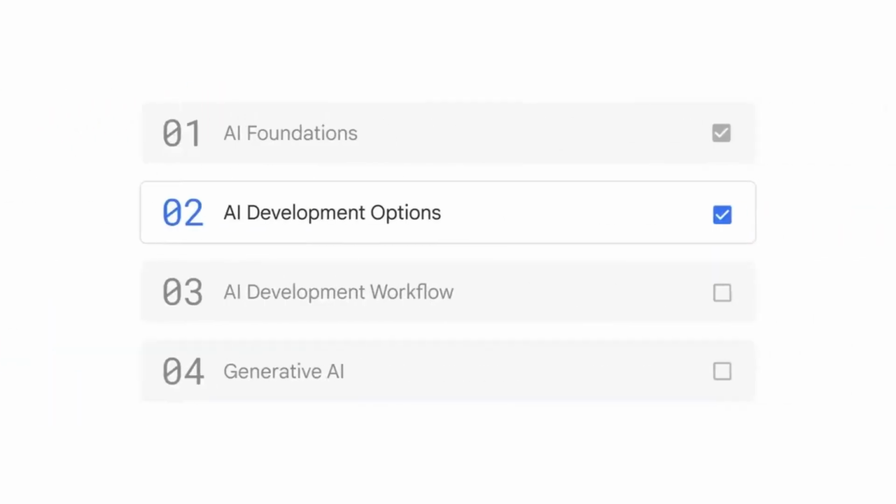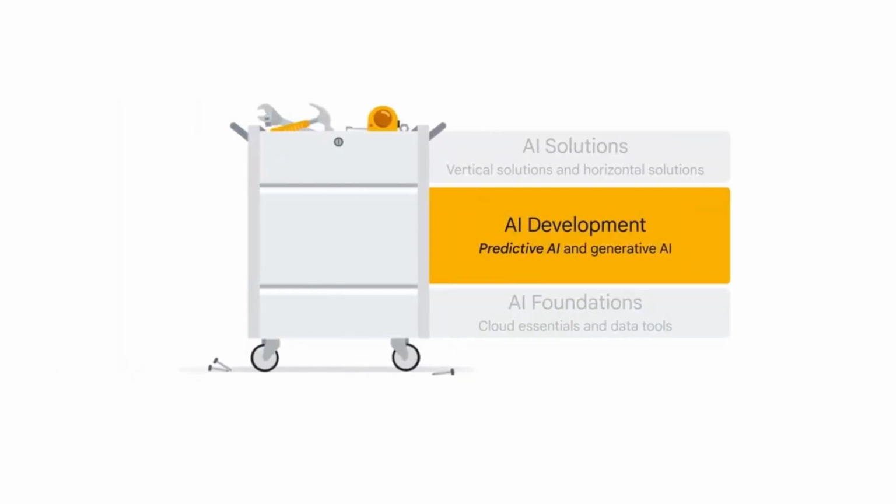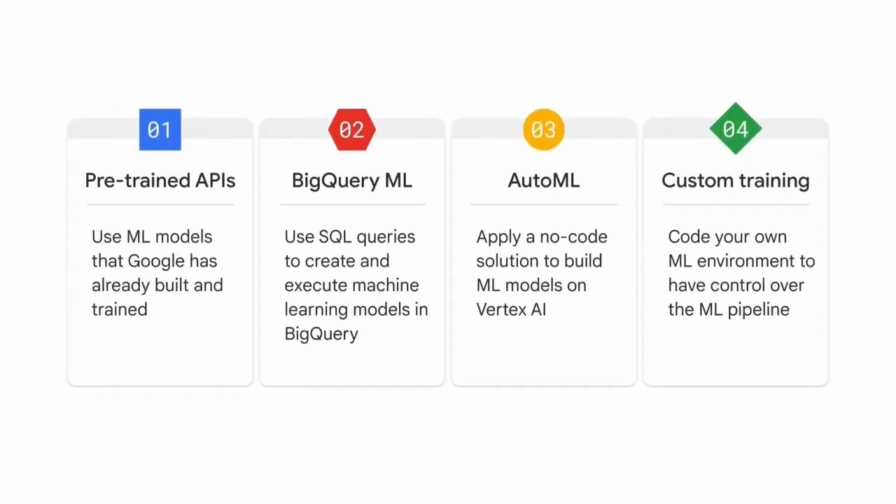In the second module, you advanced to AI development. Specifically, you learned about the options available to build an ML model. You completed 3 options, from a ready-made approach to low and no code to do it yourself.